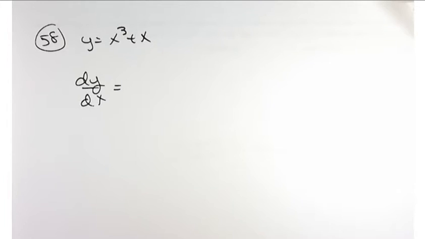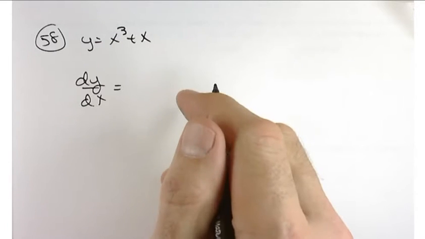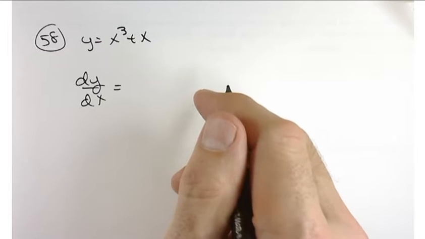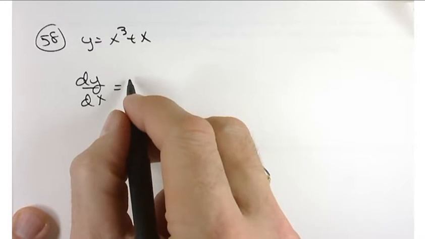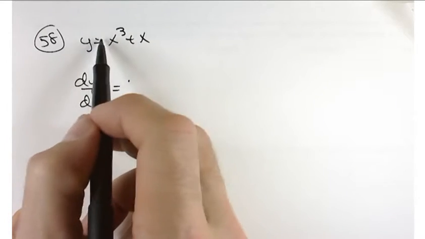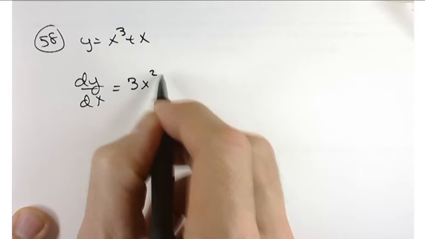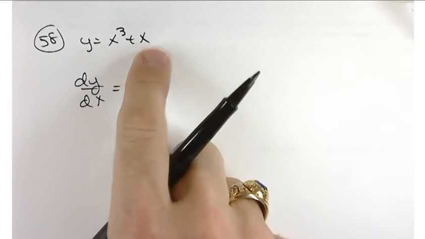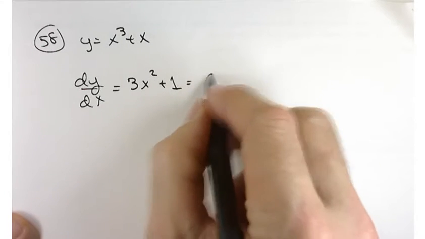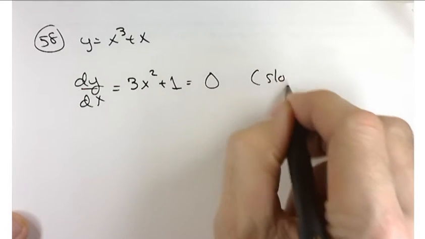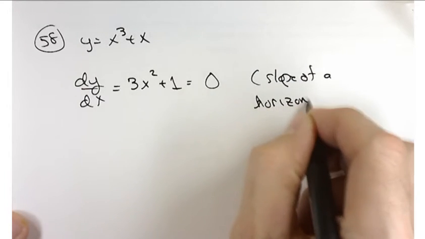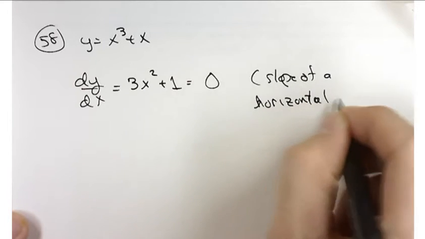So Justin, what's the derivative here, please? 3x to the 2. And what's the derivative of x? Good. 3x squared plus 1. And now I want to set that equal to 0 because that's the slope of a horizontal line.